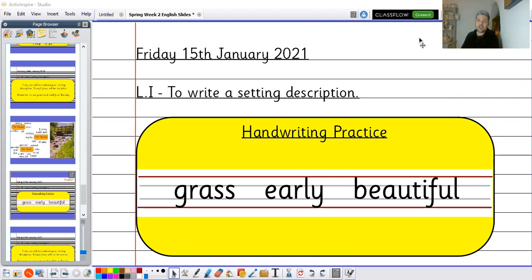You are joining me for the final English lesson of the week, where we will be completing our setting description that we have been working very hard on this week.